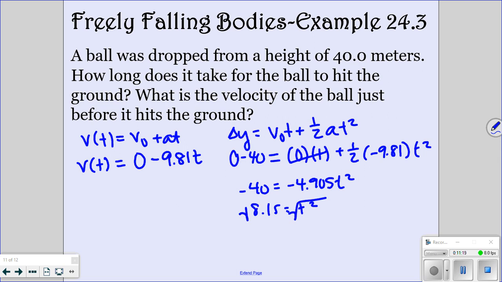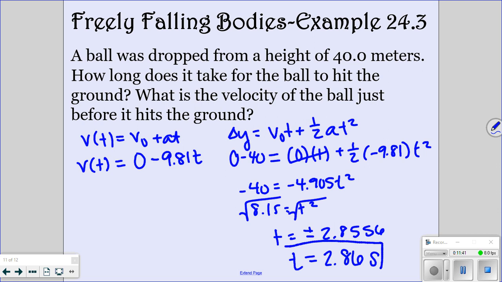And then you take the square root. And your t value, technically it would be plus or minus 2.8556, but we only take the positive for our time. And we're going to have 3 sig figs, so 2.86 seconds. That would be how long it takes to hit the ground. And then it also asks for the velocity just before it hits the ground. So what is the velocity at the time of 2.86?